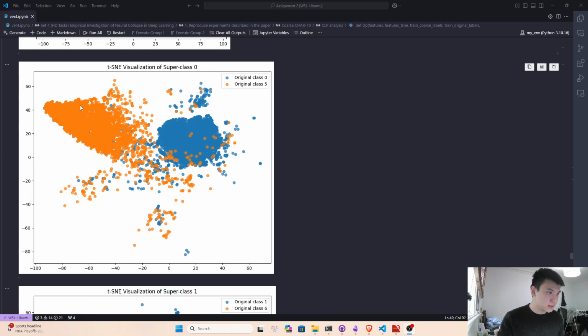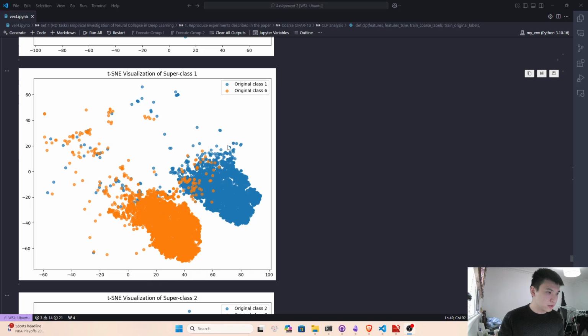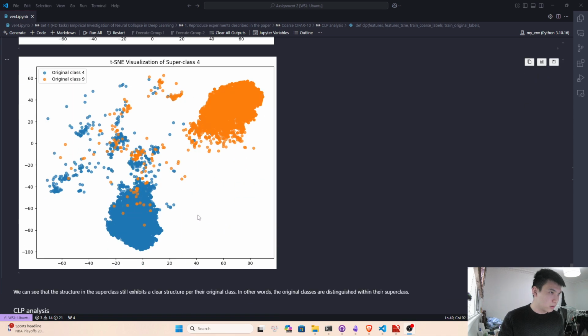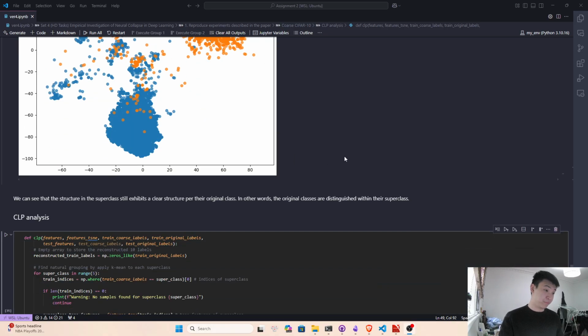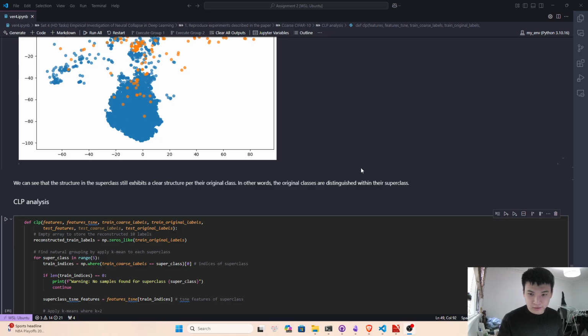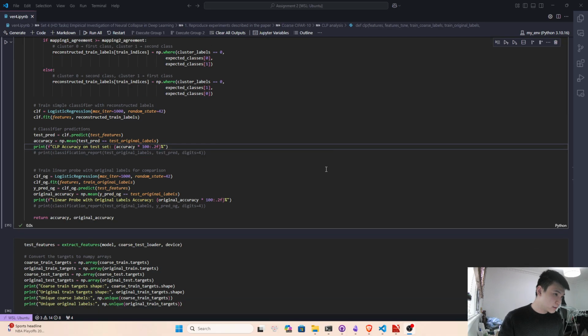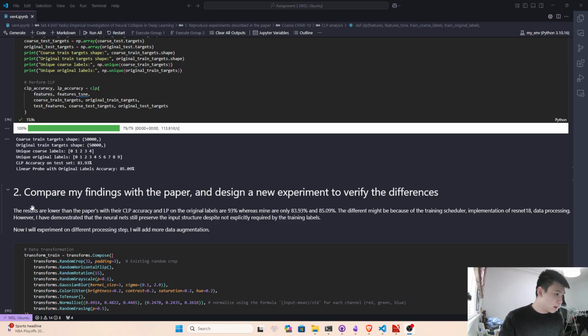And we can see that there is a clear distinction between the clusters in the t-SNE plots, and we can see that the original classes within this superclass are different. So in other words, the original classes are distinguished within their superclass. And in the linear probe analysis, we can see that the linear probe accuracy on the test set is 83%, and the linear probe with the original label accuracy is 95%.